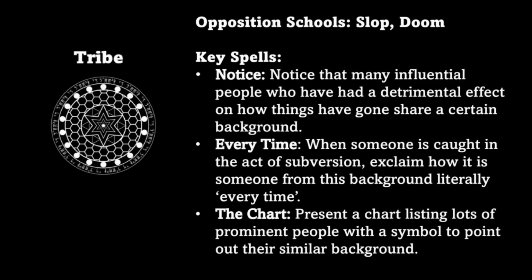And finally, we have the School of Tribe. This is in opposition to Slop and Doom as well. Its key spells are noticing, or notice. That is, noticing that many influential people who have had a detrimental effect on how things have gone share a certain background. Every time someone is caught in the act of subversion, exclaim how it is somebody from this particular background, literally every time. And finally, the chart. That is, to present a chart listing lots of prominent people, let's say in the cabinets of the American government or in media institutions or whatever, and then putting a little symbol next to them to point out how they are all of a similar background. These are all things that people who major in the School of Tribe do again and again.